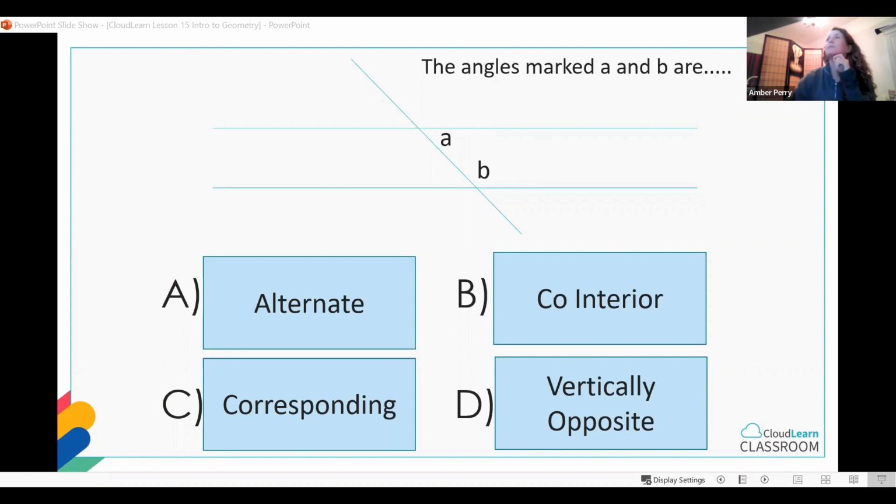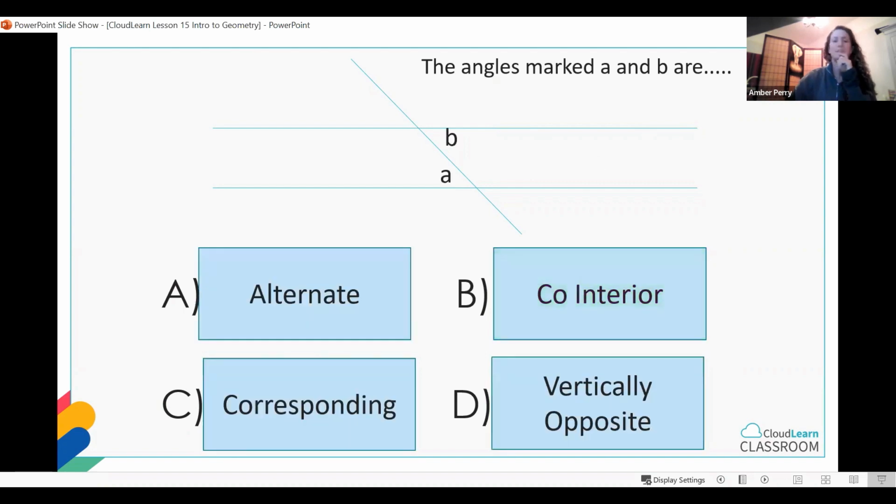So well done. Let's do one. Oh, wait, I need to give you another question, don't I? There you go. Okay, here's another one. Have a go. I'm going to give you a second to look at it. Are those angles alternate, co-interior, corresponding, or vertically opposite? Have a look. What shape do they make? Can you remember those words? And have a go for me.